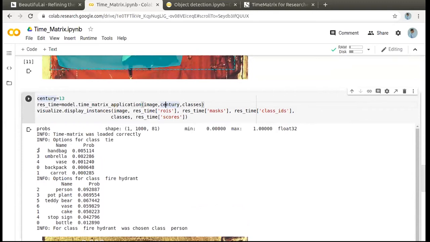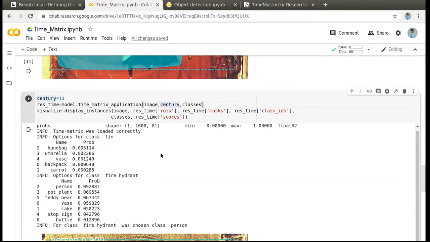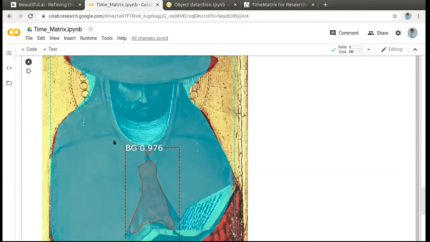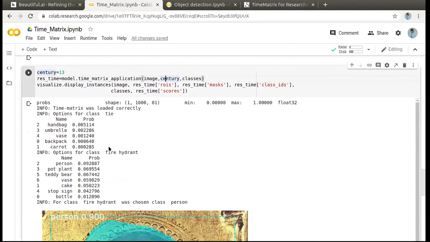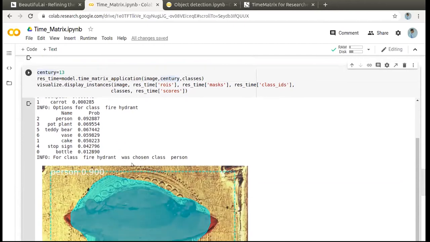for class tie, we have five options. The highest one is handbag, but it doesn't fit the time context. Also take into account that we put the 13th century for the painting, and we can change it, of course, because I don't remember exactly the date of creation of this painting. The model didn't choose anything because it's labeled as background. But for the fire hydrant, the highest one was the person, which is obvious, and the model chooses the person as an object for this area.